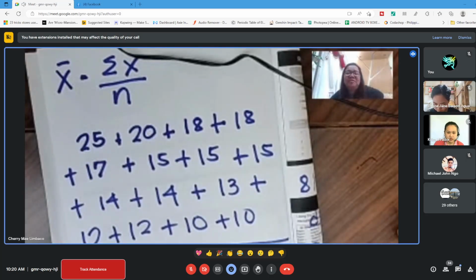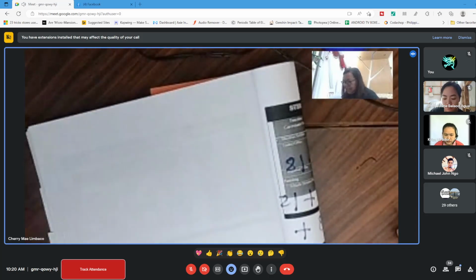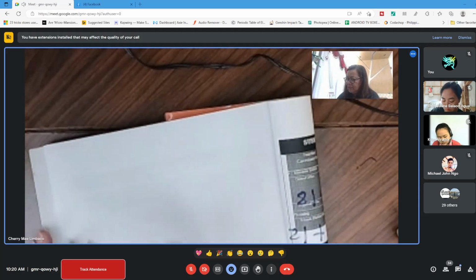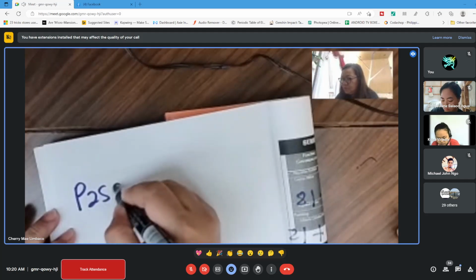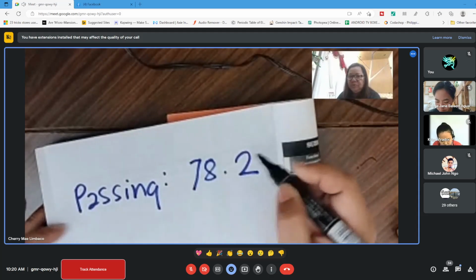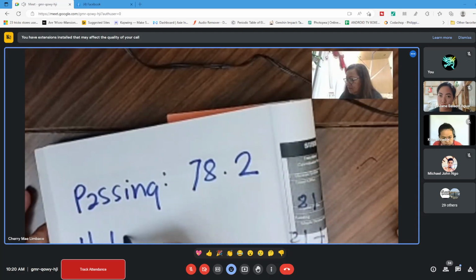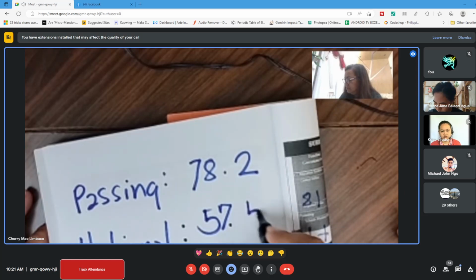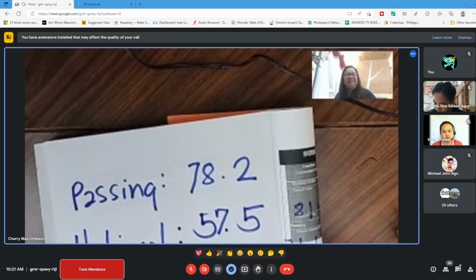You have noticed that when there are exam results, the school puts the average. For example, in the LET exam, the school will state the passing average of the school: 78.2. National average, they put that. 57.5. Why do they put that?